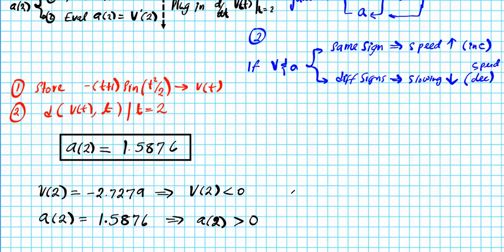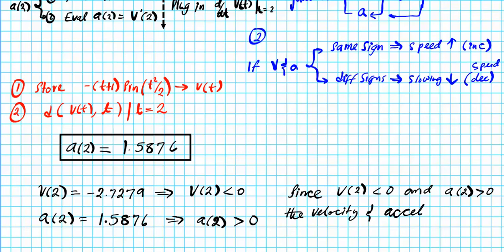All right, so what's our conclusion? Since v of 2 is less than 0 and a of 2 is greater than 0, the velocity and acceleration have different signs, so it's like they're working against each other.